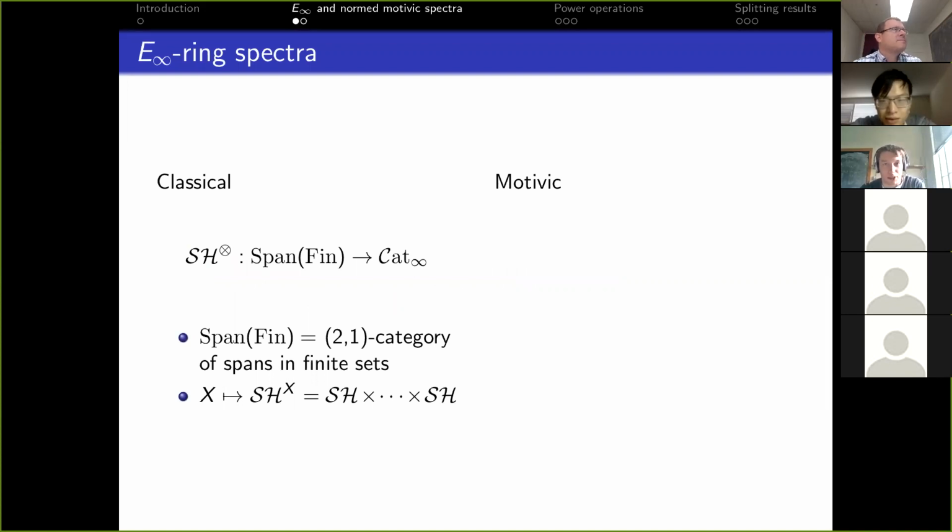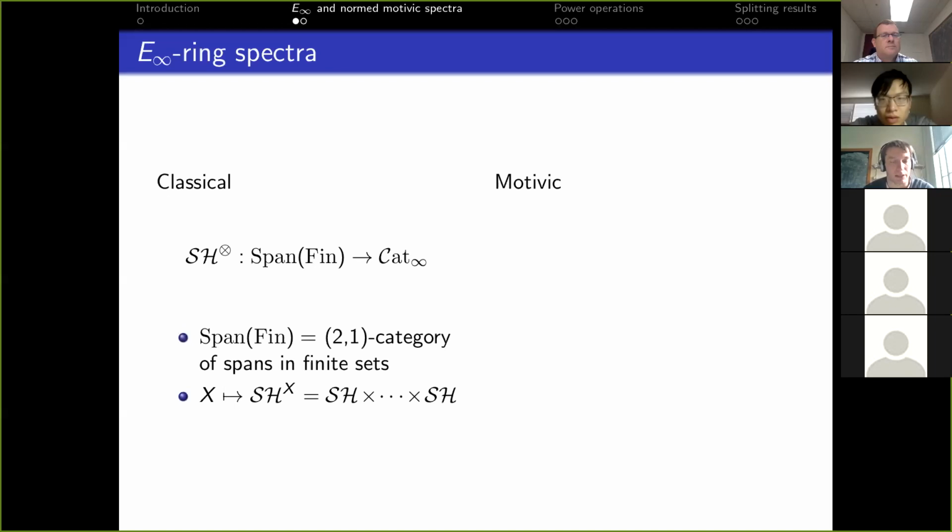Okay, so first of all, this normed spectrum business has something to do with highly commutative ring spectra. So let me first remind you what an E-infinity ring spectrum is in the classical sense, probably more for my benefit than for yours, since I'm not very classical, so this is somewhat strange to me. But all right, here's one way of presenting E-infinity ring spectra in the classical sense, maybe slightly idiosyncratic: you consider this functor, which I call SH upper tensor, and it goes from the category of spans in finite sets to the category of infinity categories.